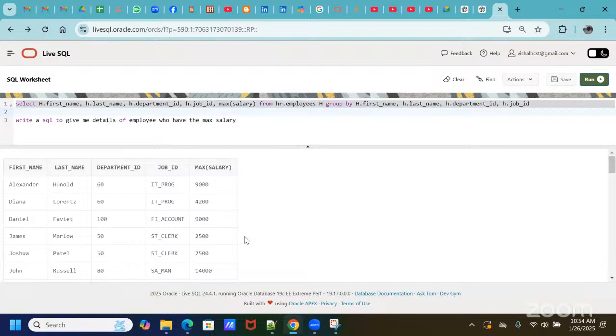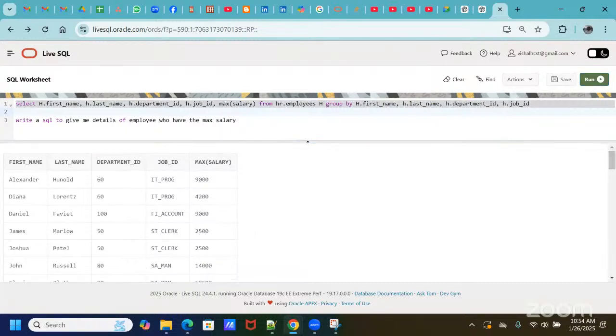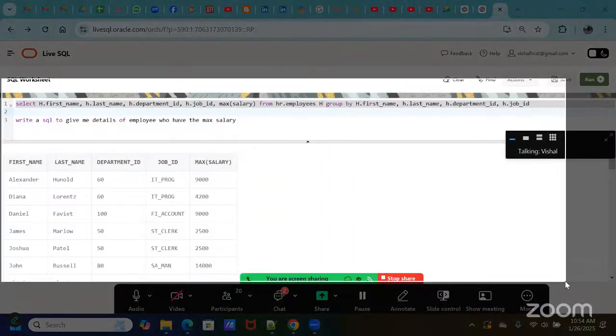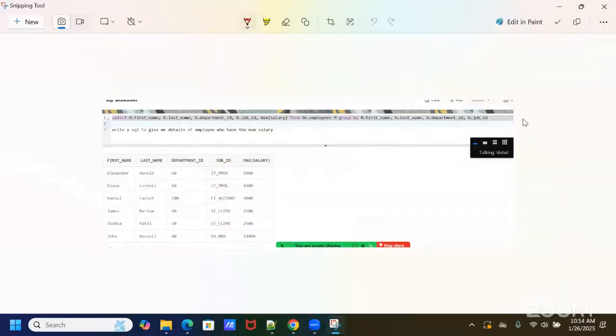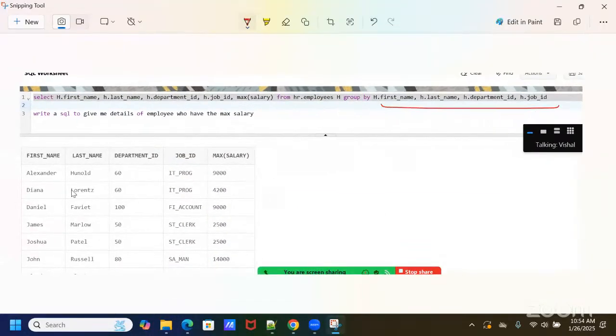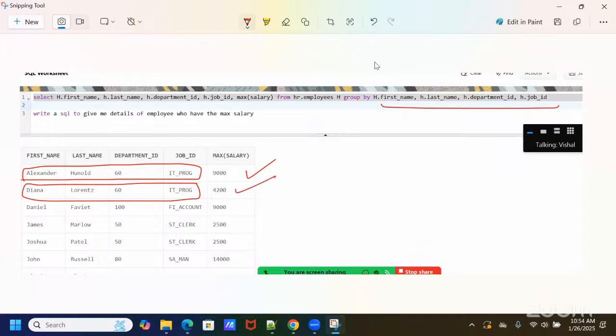But this query gives me wrong data. Why? Because I want to know who has the maximum salary, but this will create a group based on this column combination. So this first name, last name, date of birth, IT programmer combination has this maximum salary. It creates a group for each thing written here. But I want the maximum data.